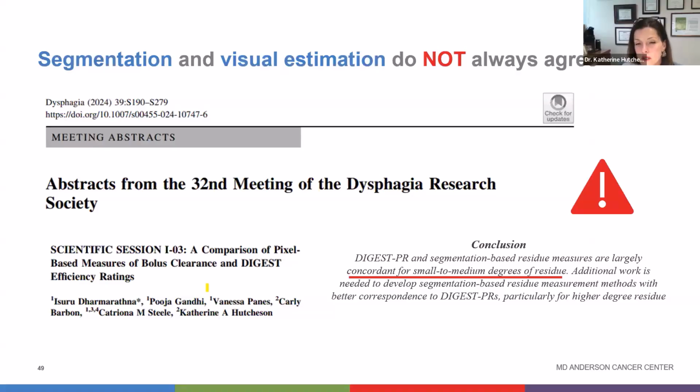I would like to briefly acknowledge some caution when using these tools, to be an informed user: segmentation-based methods and the visual estimation process that we use in Digest are not the same, and for that reason, they don't always agree. This is just highlighting work that we've done in collaboration with Katrina Steele's lab, which is under peer review right now, where we took the original training set for Digest and compared residue estimations from that to residue estimations using the segmentation-based approaches like you just saw.